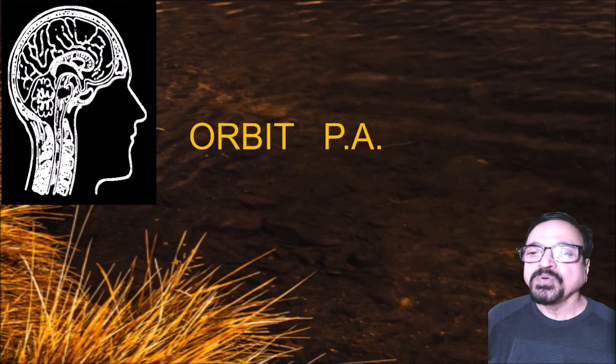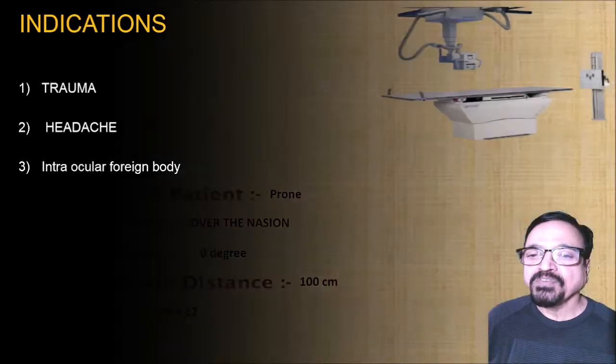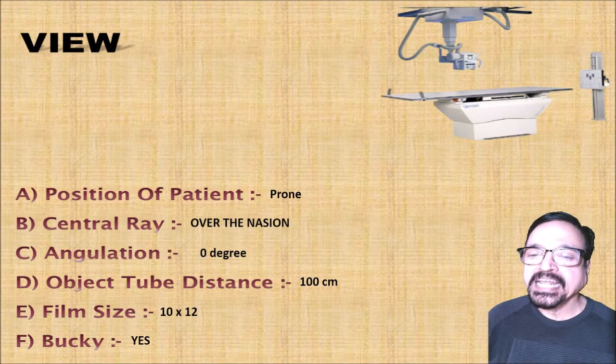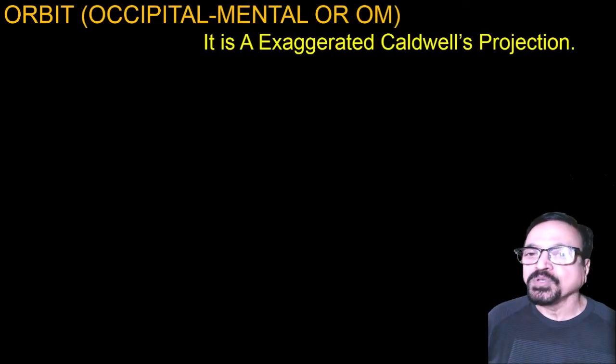Now, first coming to orbit PA. Indications are trauma, headache, intraocular foreign body. Then the patient is in a prone position. The central ray is over the, or we should see that it will pass through the nasion. The angulation will be 0 degrees. The object to tube distance is 100 centimeters and film size is 10 by 12. Bucky, of course, has to be used.